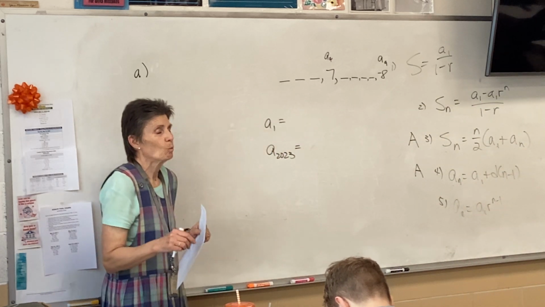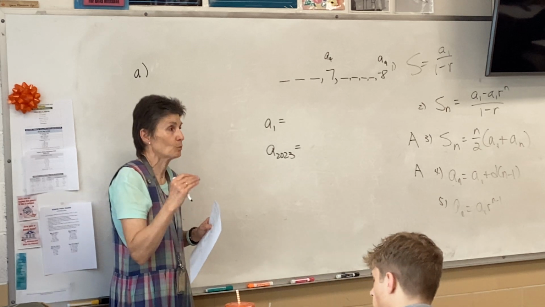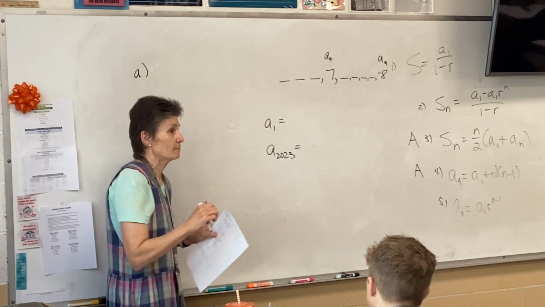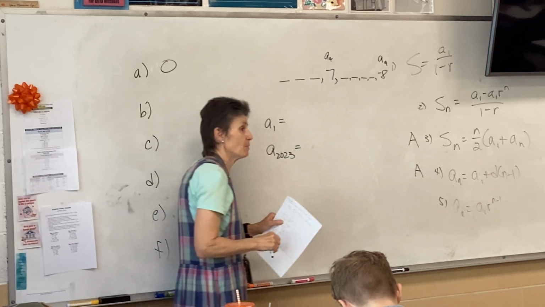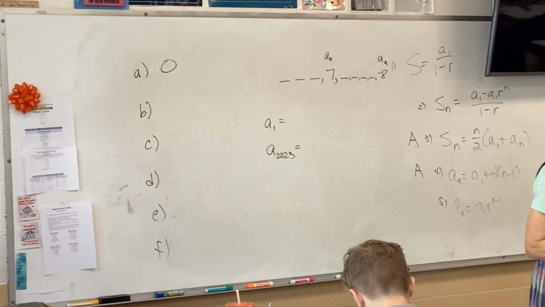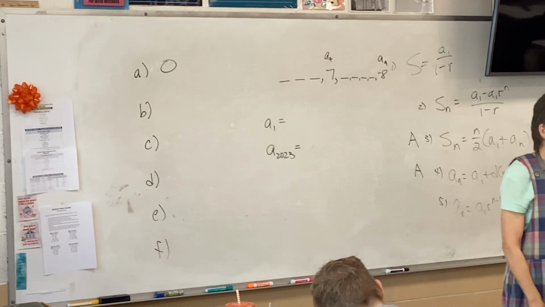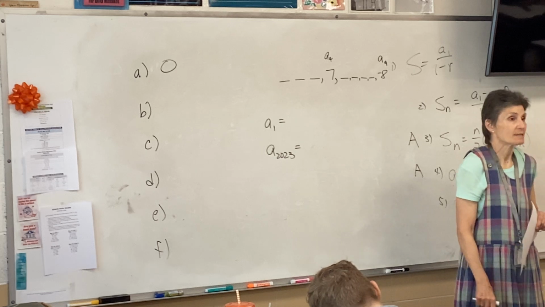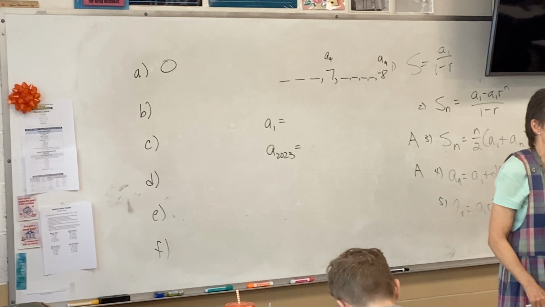Hey, what did you and your partner decide for A? These require no work. You should know the rules. What is the answer to A? 0. Why is the answer 0? Because negative 2/3 is less than 1. The fraction 2/3 has an absolute value less than 1. Whenever that fraction has an absolute value less than 1, the limit is going to be 0. Period. All right. What about B?